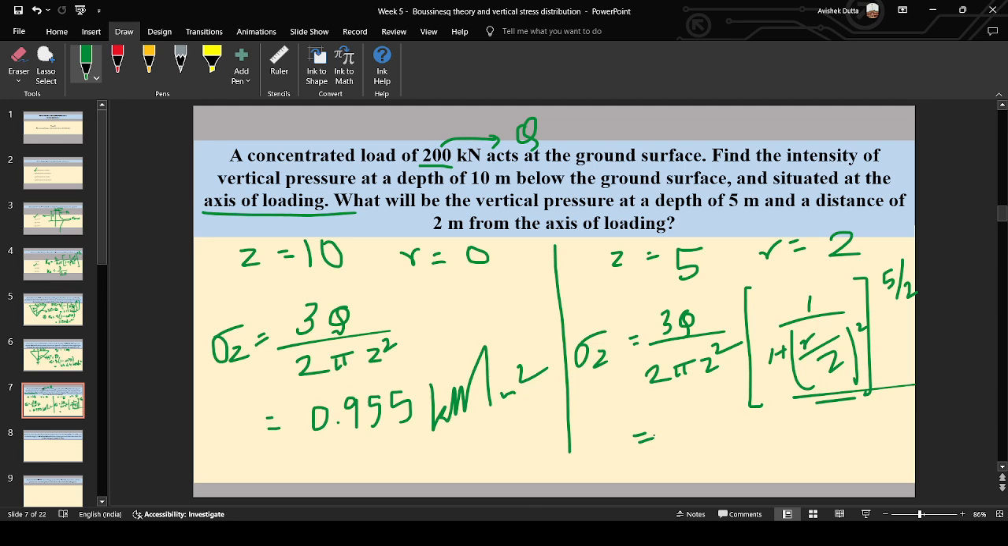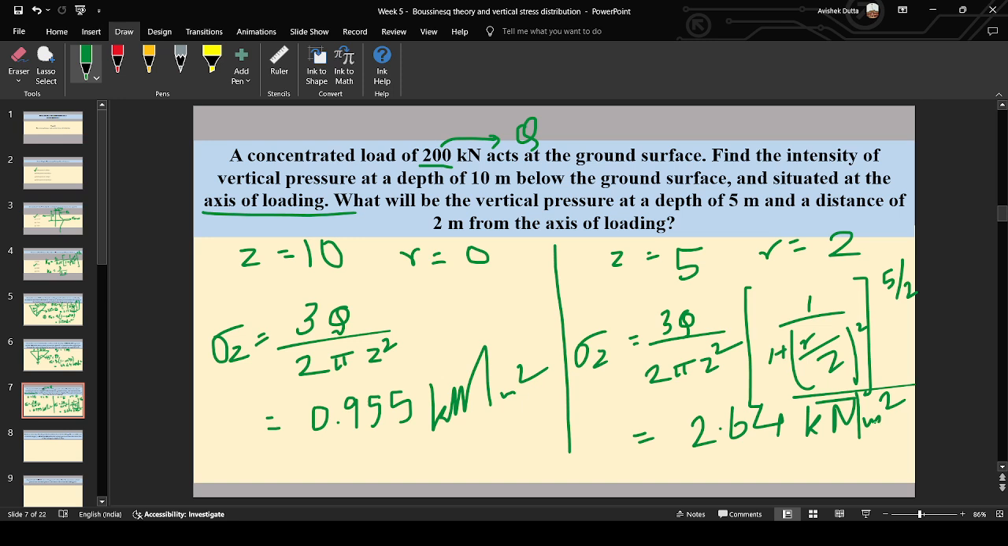And the second instance: r by z is 2 by 5, whole square, 1 plus answer, 1 divided by answer, whole to the power 2.5, into 3 into 200 divided by 2 pi into 25. Yes, the value is 2.64. Again, the unit is kilonewton per meter square.